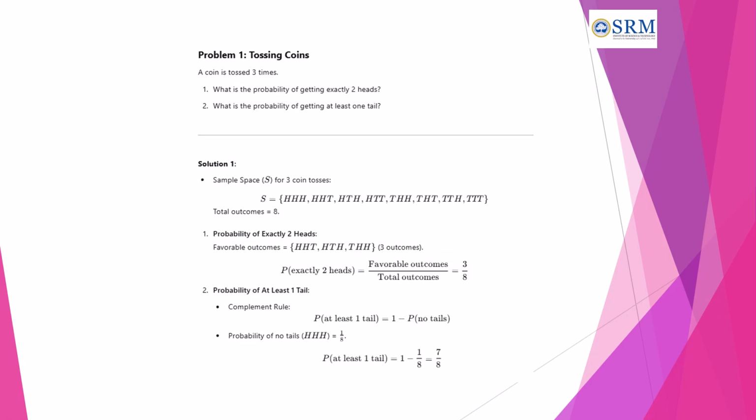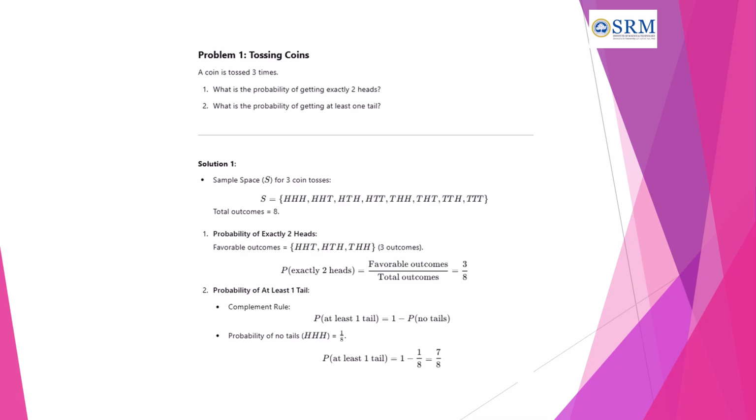Problem 1. Tossing coins. When tossing a coin 3 times, there are 8 possible outcomes. To find the probability of getting exactly 2 heads, we count the outcomes where there are 2 heads and 1 tail, which are 3 in total. So the probability is 3 out of 8.